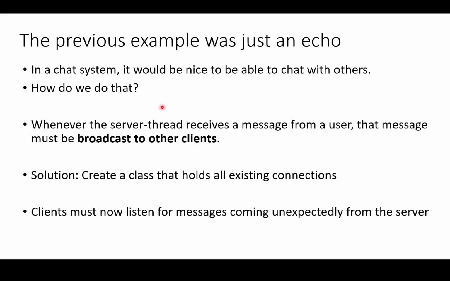All right. So the idea is that I have this class that holds a list of all my connections. Right. So whenever a server thread receives a message, we use that class to broadcast that message to all the other clients. And now my clients must listen for messages coming from the server unexpectedly. Currently, we definitely expect a message. Whenever a client sends a message, it expects to receive one again because that's our protocol. But now the client can receive a message without having sent something to the server, so you might call it asynchronously now.